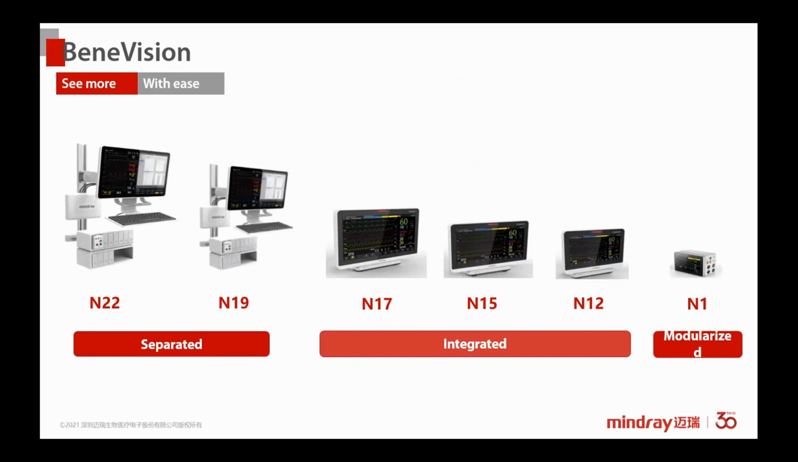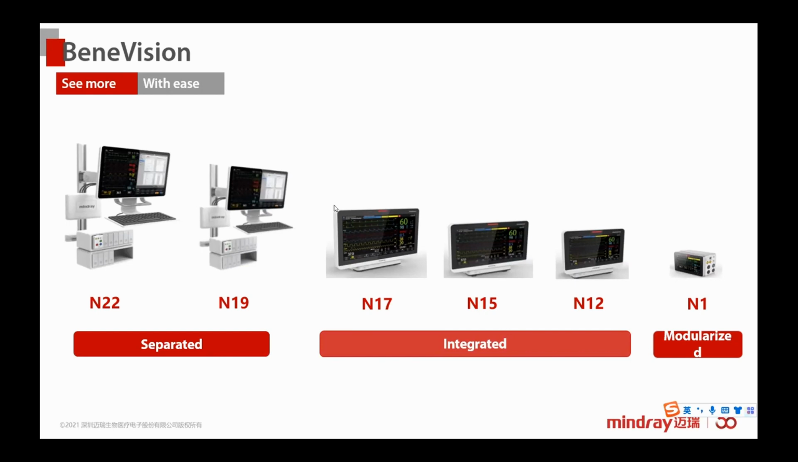Here is the overview of our Benevision. We can see that in our Benevision N series, mainly we have 3 different types. The first one is what we call the separate one. You can see the N22 and N90. We separate the main screen and main unit.